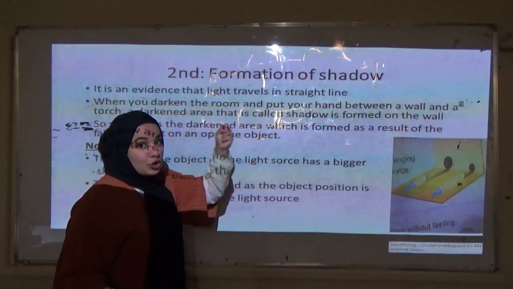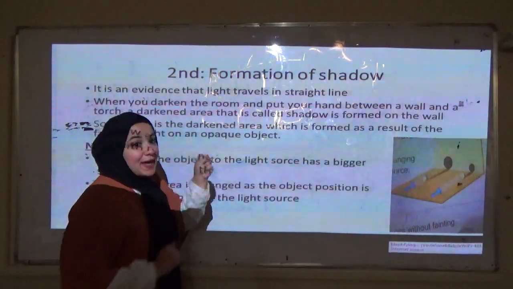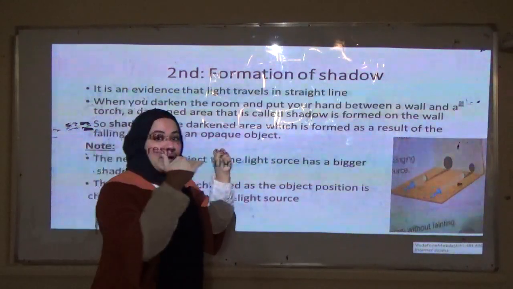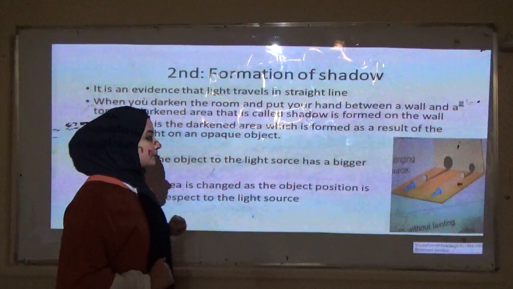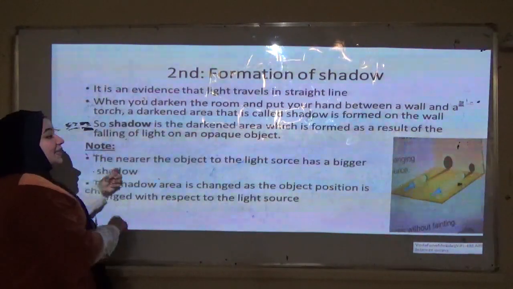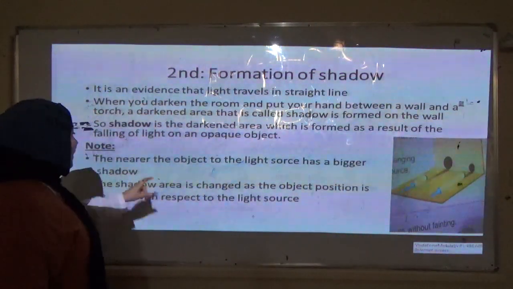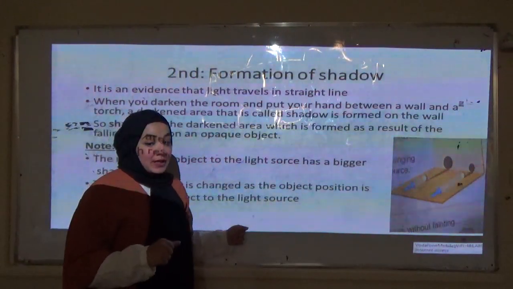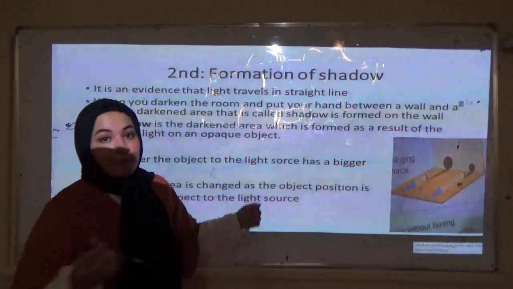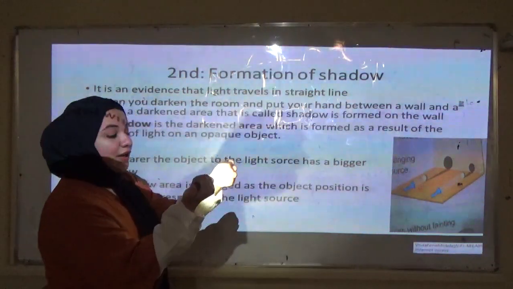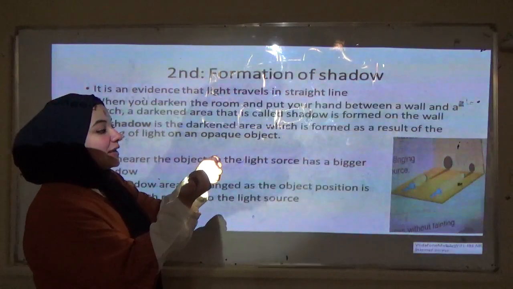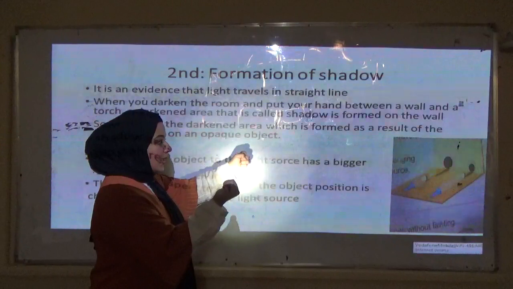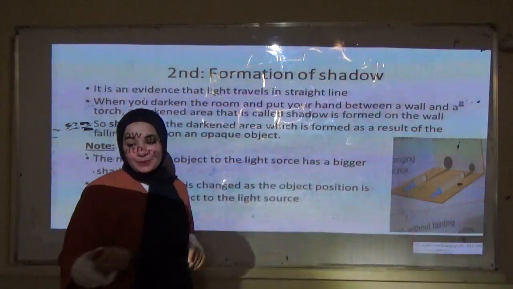The light falls on my hand, which is an opaque object. What is meant by opaque? Opaque means it does not allow the light to pass through it. Now, we said the nearer the object to the light source, the bigger the shadow. And the farther the object from the light source, the smaller the shadow, as we see here.